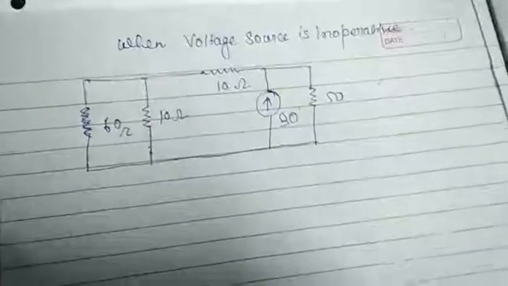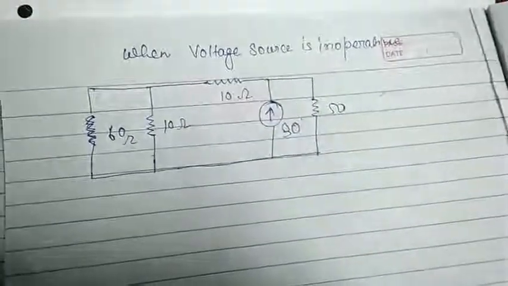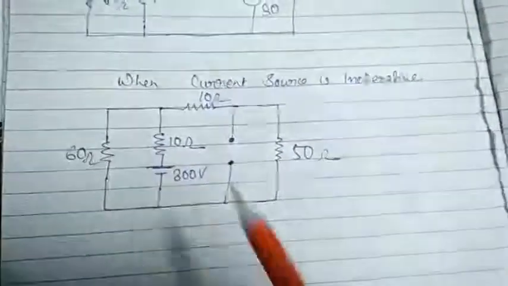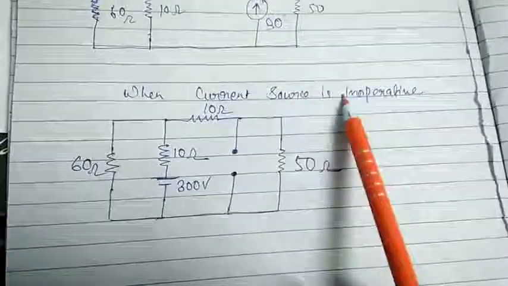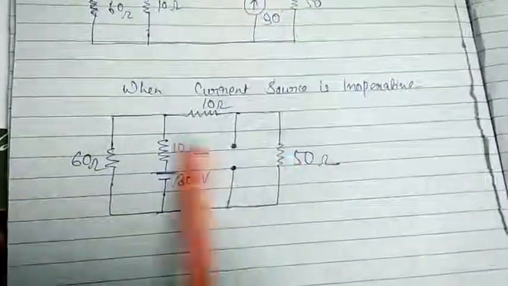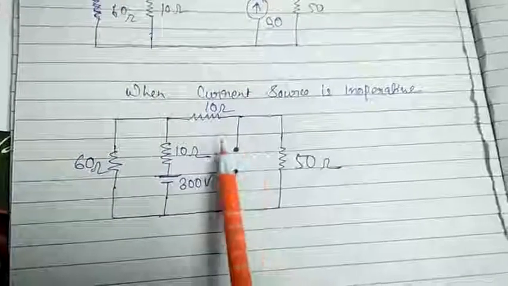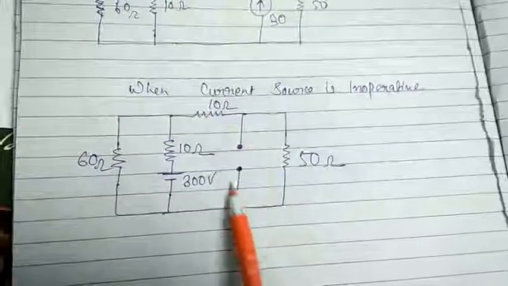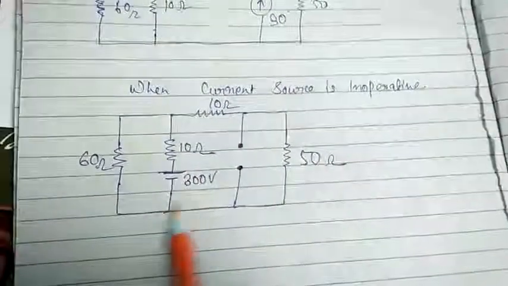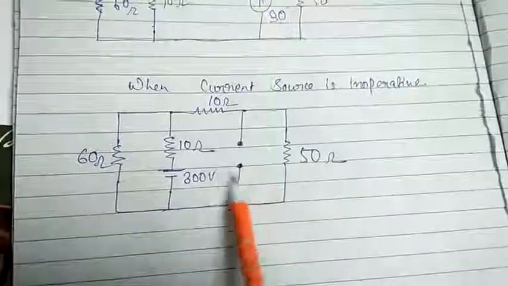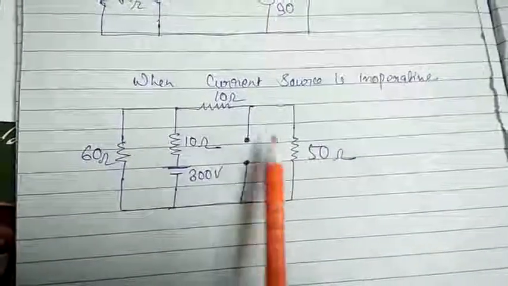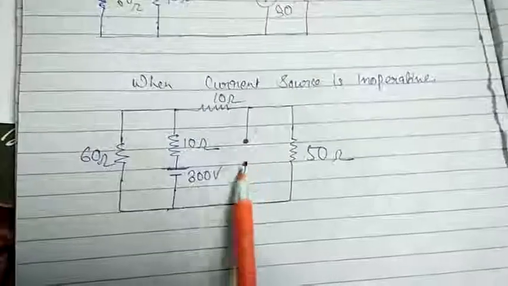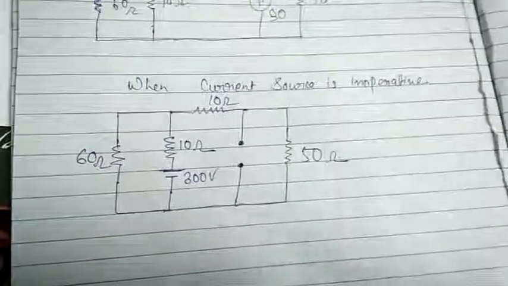Now you see what will happen when we make the current source inoperative. When we make this current source inoperative, we will have this kind of circuit. In the case of the current source, when we consider the voltage source and make the current source inoperative, then we have to make it an open circuit. So this is according to the superposition theorem.